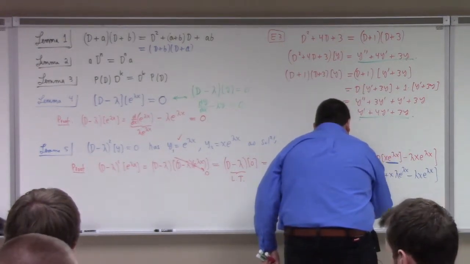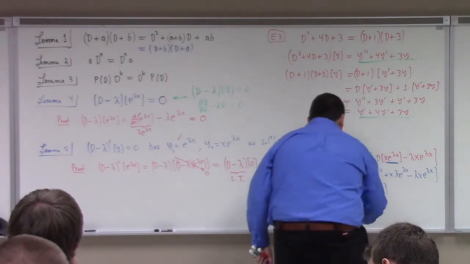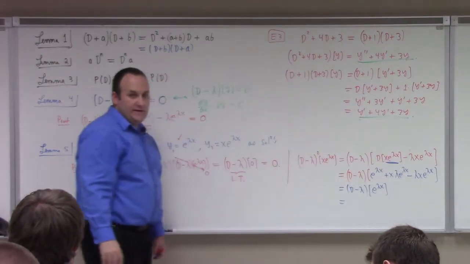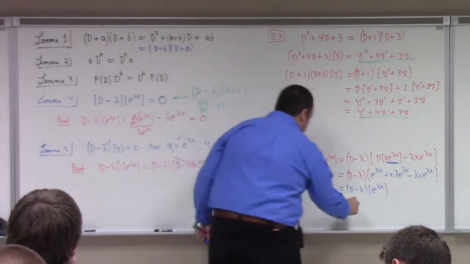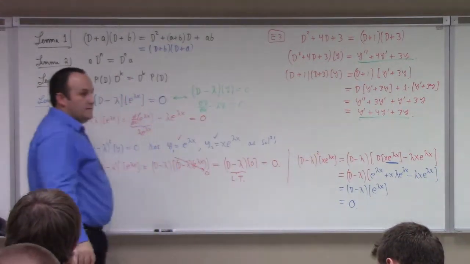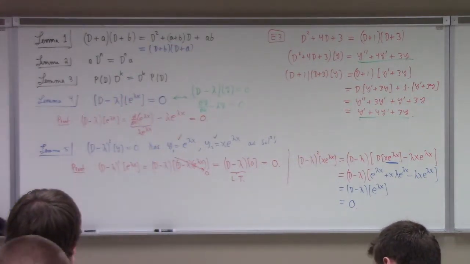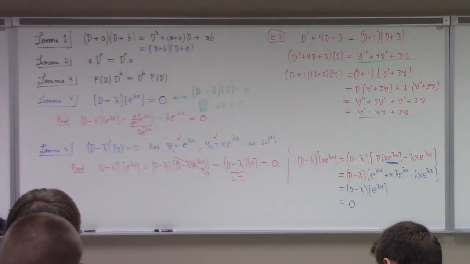What happens when we feed e to the lambda x into d minus lambda, though? It annihilates it, right? It kills it. It sends it to 0. And there you go. That shows you that y2 is also a solution to d minus lambda squared acting on y equal to 0. Okay?